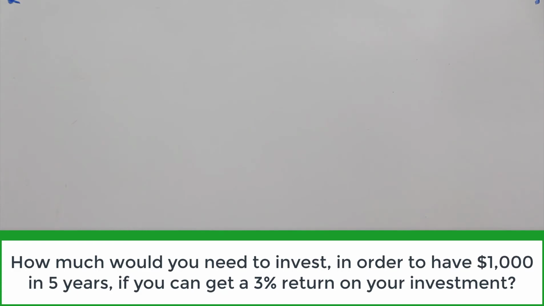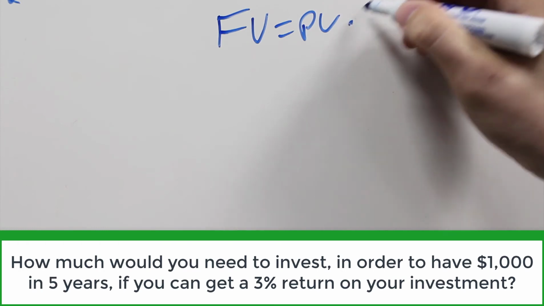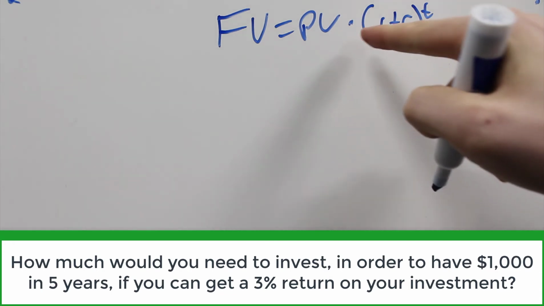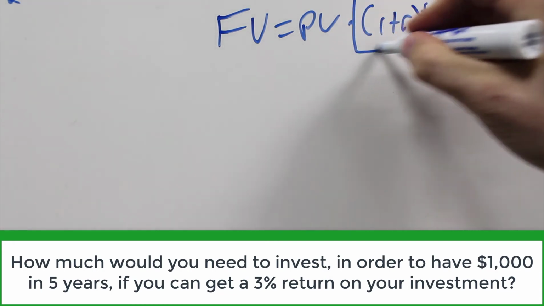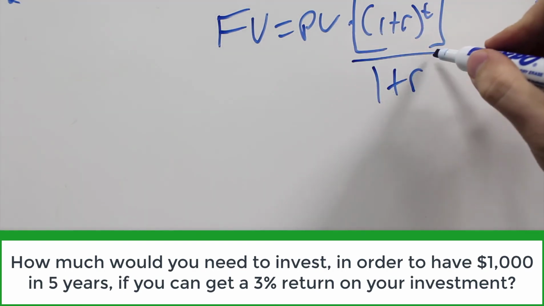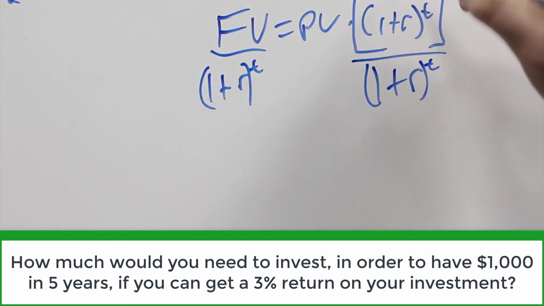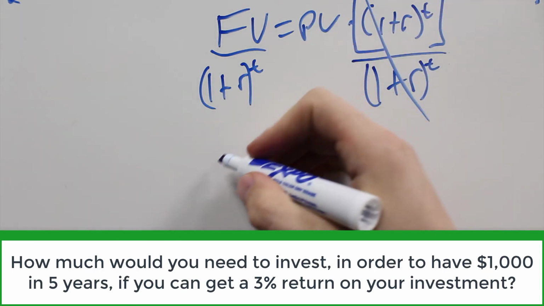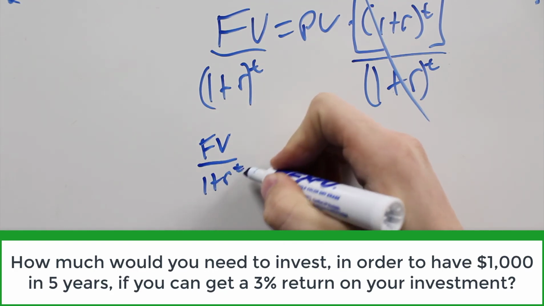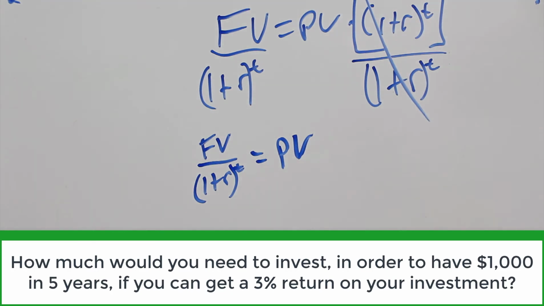In this case, the normal formula is future value equals present value times (1 plus r) to the t, right? That's our normal one, but if we treat this 1 plus r to the t as all one thing and divide both sides by it, these will cancel and leave us with future value over (1 plus r) to the t, in parentheses, equals our present value, right? So now we have a formula to find our present value.